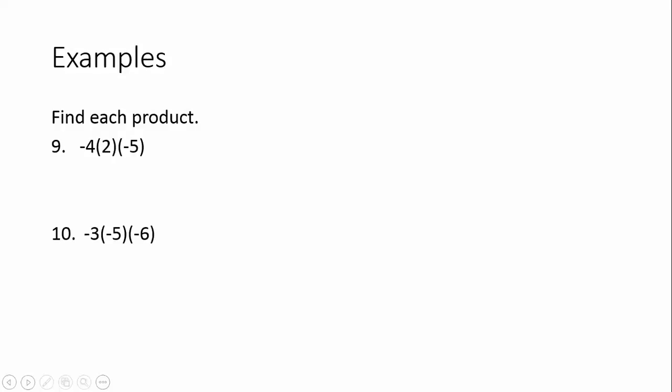Here we're still doing products of integers, but we've got more than one multiplication problem. Remember that multiplication goes from left to right. So for number 9, we're going to do -4 times 2 first, and that will give us -8. And we're going to multiply that by -5 to get positive 40. If you'd like to pause the video here and try number 10 on your own, and then you can check your answer.